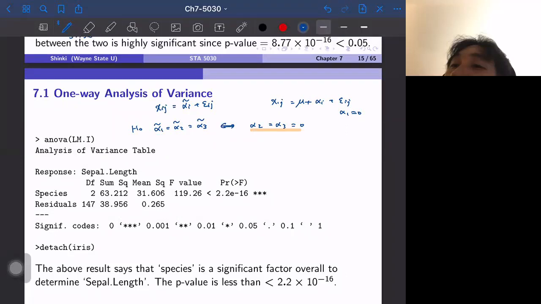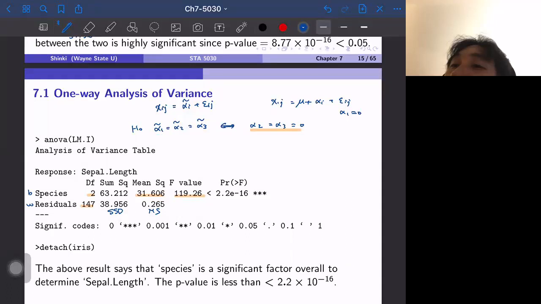So the F value is reported here, which we defined in the first video in this chapter. And the degrees of freedom are 2 and 147. You can see the mean square error. So you can see this is the sum of squares and this is the mean square for the species and residuals. So this is the species, the between, and the residual is the within, so B and W.